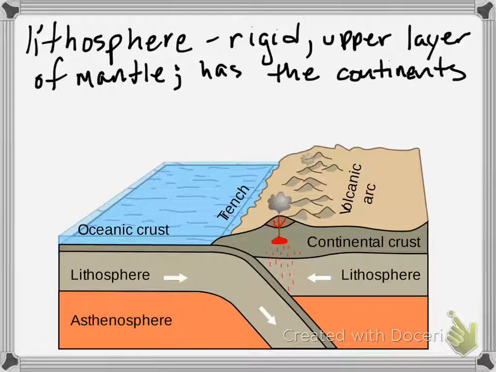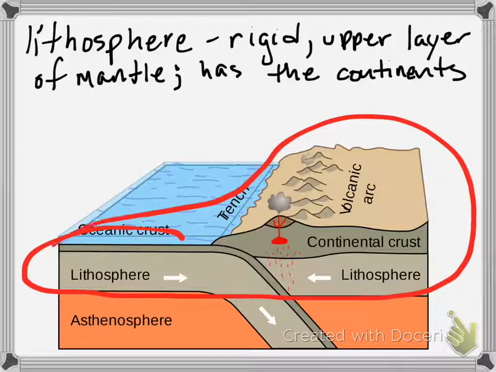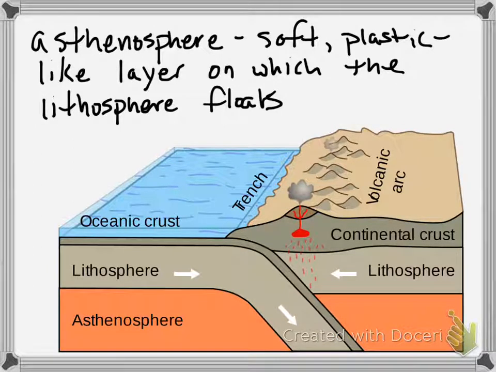Lithosphere. This is the rigid upper layer of the mantle, and it has all of Earth's crust. So this is the lithosphere right here. So it is that harder layer, the land layer, and it sits on top of the asthenosphere. So as our continents move around a little bit, it is this lithosphere that we are talking about, which moves around.